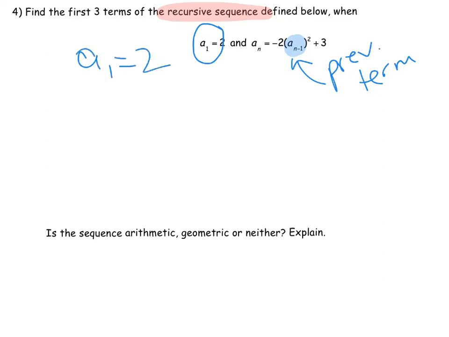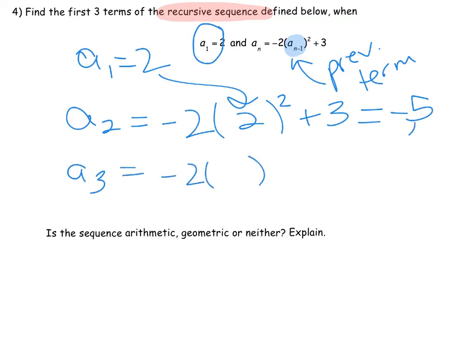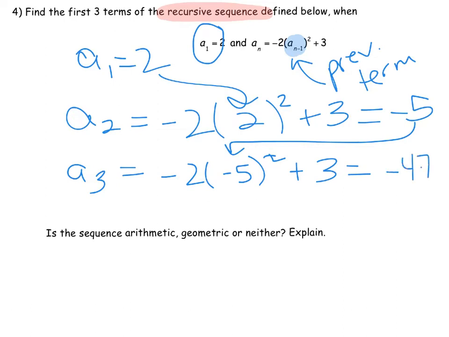In order for you to get the second term, I have a sub 2 is going to equal negative 2 times whatever that previous term was, which is 2. It's getting squared, I'm adding 3 to it. And when I put this in my calculator, I end up getting negative 5. In order for me to find the third term, I have negative 2 times, again, what the previous term was. That's negative 5 squared plus 3, and I end up getting negative 47.